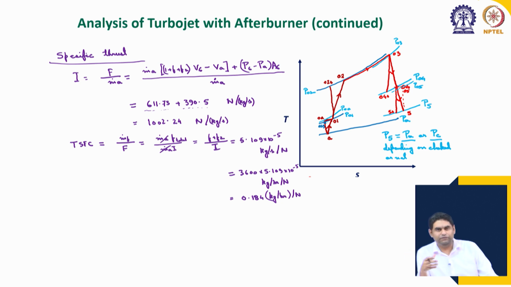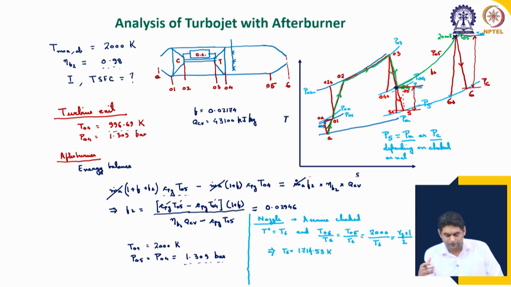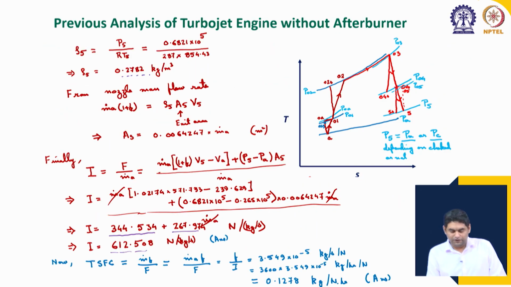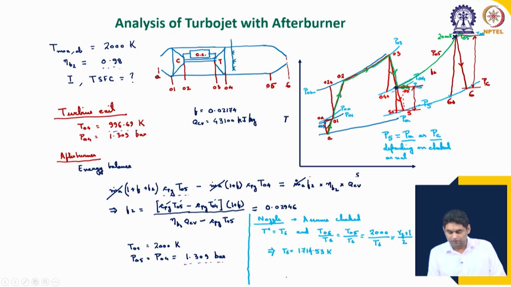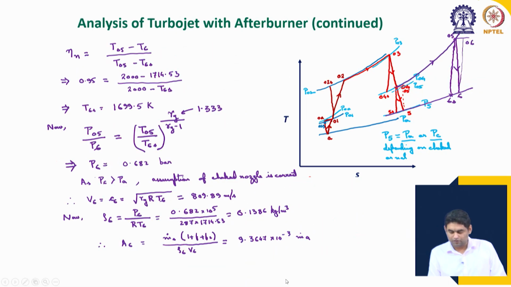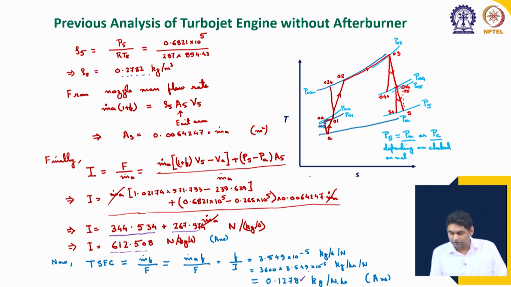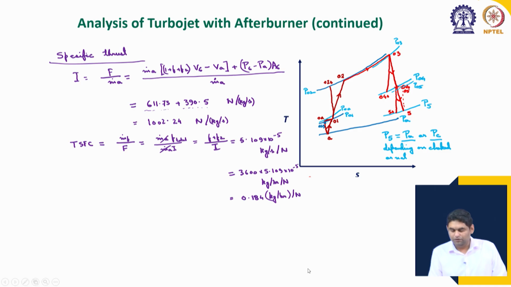We have discussed that the efficiency goes down. So, fuel consumption increases, even the specific fuel consumption also increases. Of course, the actual fuel consumption increases by a very large amount. So, previously we had the specific fuel consumption as 0.1278 or 0.128. Now, it has increased to 0.184. So, it has increased quite significantly.